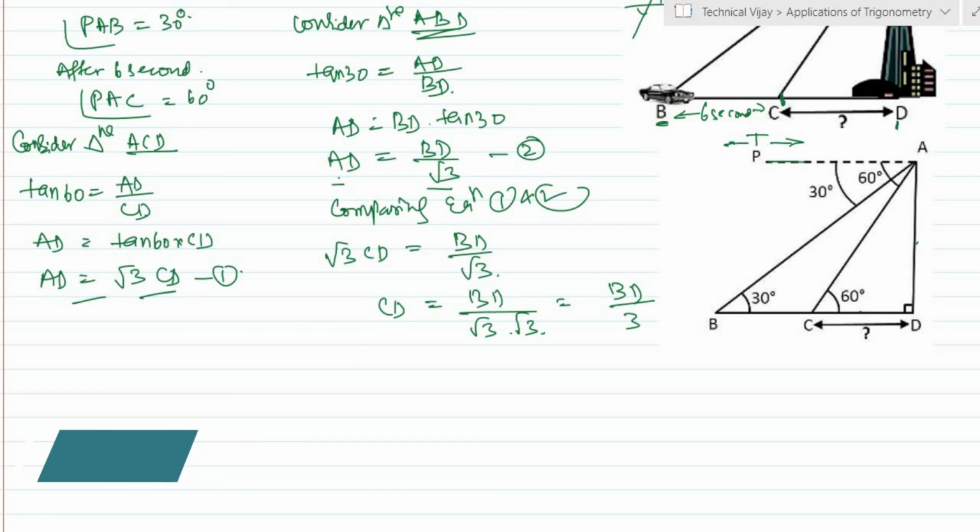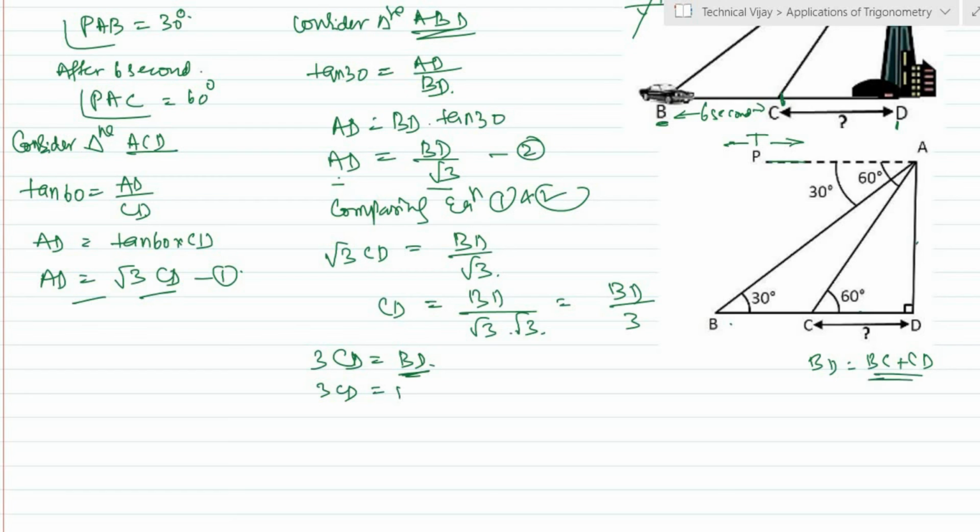So here 3 CD is equal to BD. BD can be written as BC plus CD. So 3 CD minus CD is equal to BC, which means 2 into CD is equal to BC. So CD is equal to BC divided by 2, because we want to make a relation between CD and BC, because we know the time taken for the car to travel from B to C, that is 6 seconds.